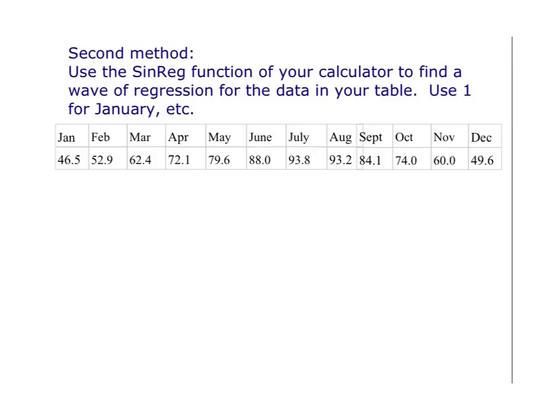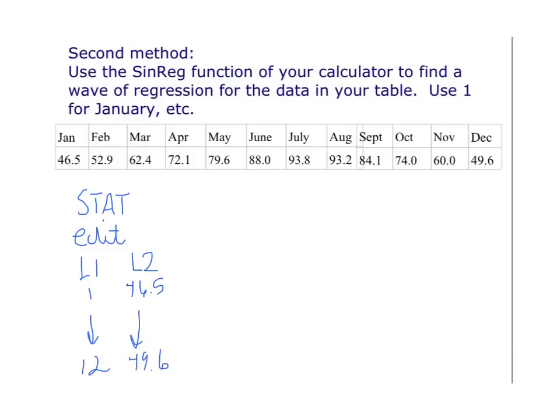Okay, the next step then is to use the sine reg function on your calculator to find the wave of regression for the data in your table. And so once again, you're going to use 1 for January, etc. And so you're going to go to Stat, and then you're going to go to Edit. And in L1, you're going to put in 1 through 12. And then in L2, you're going to put your temperatures, so 46.5 all the way down to 49.6. So pause it a minute, put all that in your calculator, and then come back.